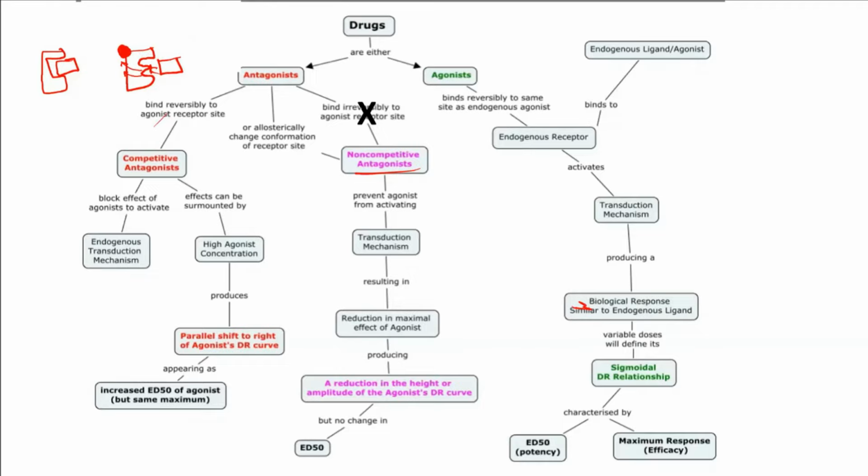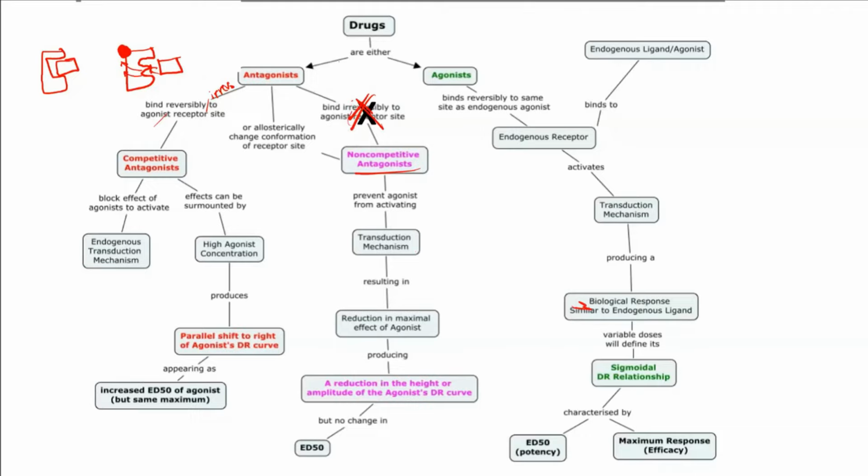But what I have here as an X is where it says an antagonist binds irreversibly to an agonist receptor site. That is not non-competitive. That is competitive. So here it says it binds reversibly, which we covered. It can also bind irreversibly. But if you have a drug that binds irreversibly to an active site, it is most certainly a competitive antagonist. It is not non-competitive because it competes directly. So I don't know who wrote this chart, but that part's not right. But the rest of the chart's pretty good.